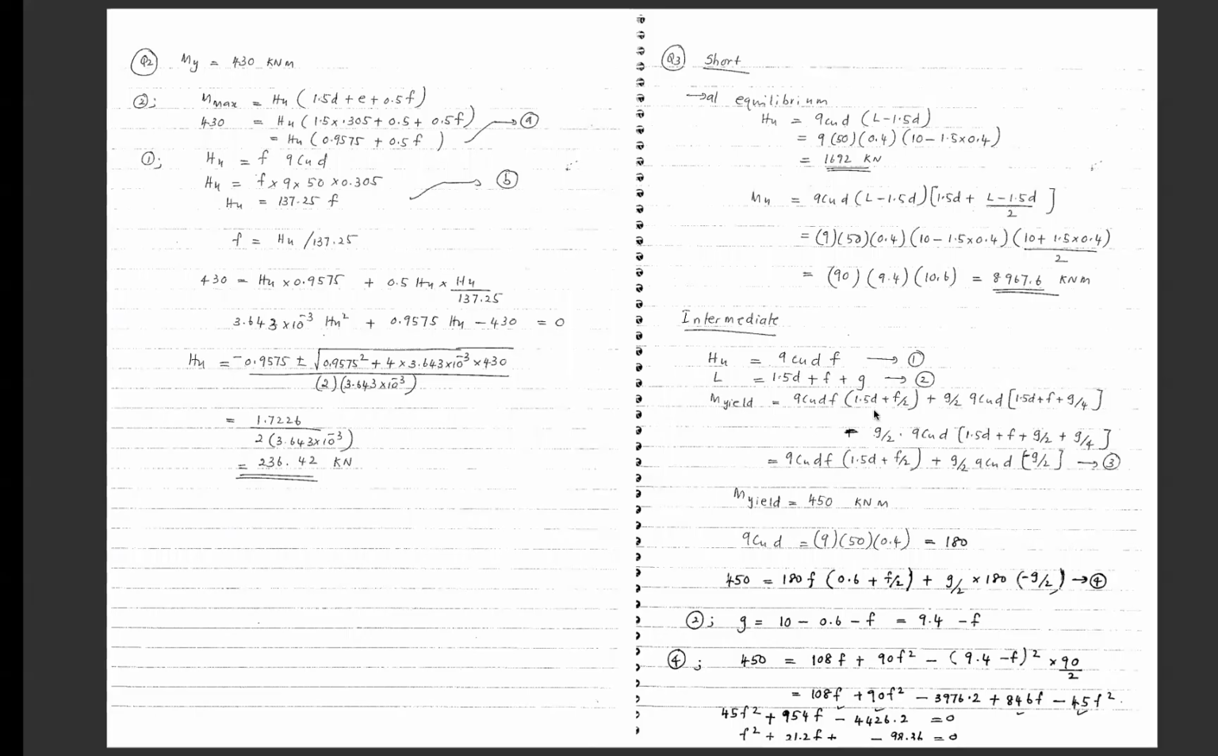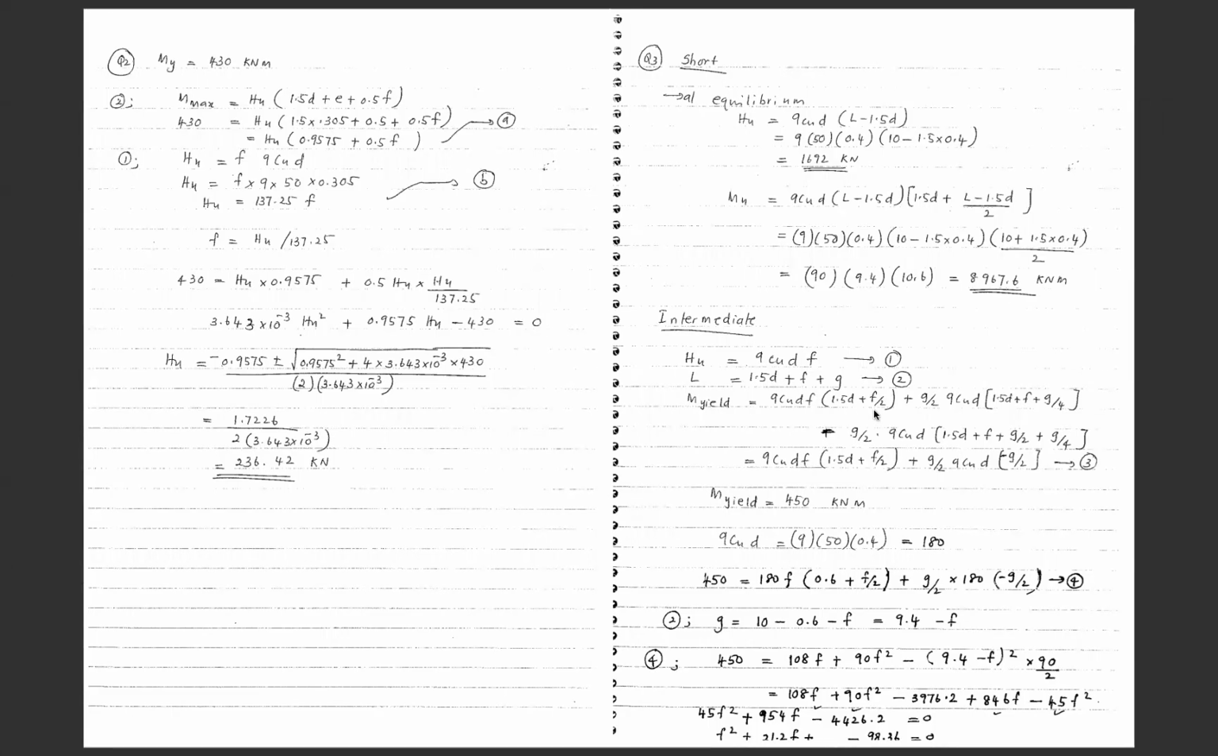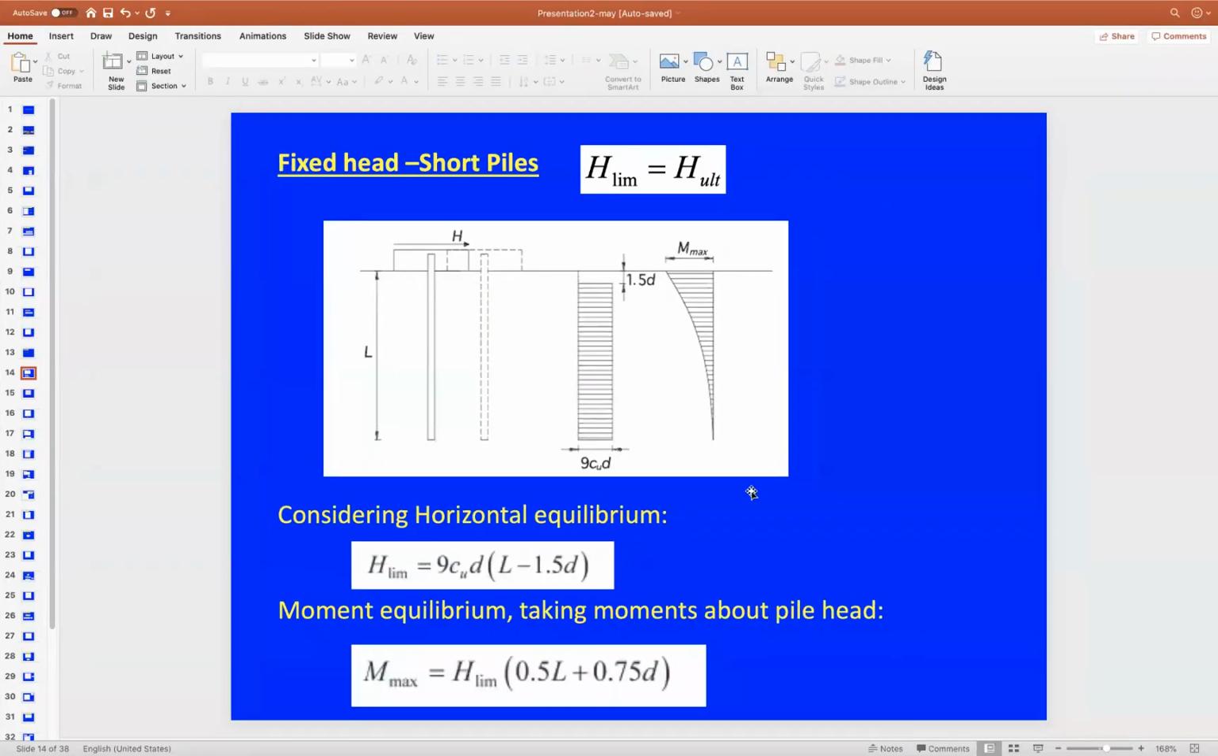So we can use this equation directly to find the value of H ultimate, and that's what we have done here. We have H ultimate as 9CuD multiplied by (L minus 1.5D). We put everything into the equation and get the value of H ultimate directly by using this derived equation.